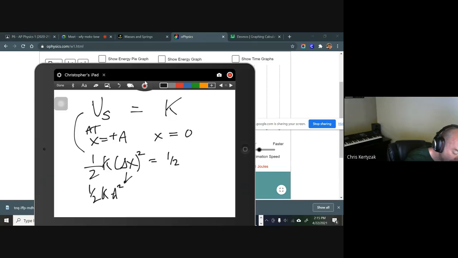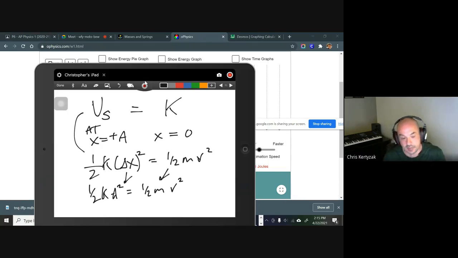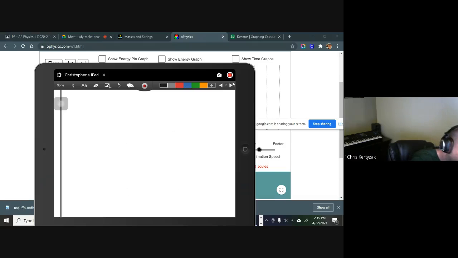And all of that becomes kinetic energy, 1/2 mv squared, right? So let's see what happens. 1/2 Ka squared equals 1/2 mv squared. What I'm doing is modeling the exchange and transformation of energy from potential at the fully stretched position into fully kinetic energy in the middle. 1/2 Ka squared equals 1/2 mv squared. That's in itself a lesson. That's how you would model that.